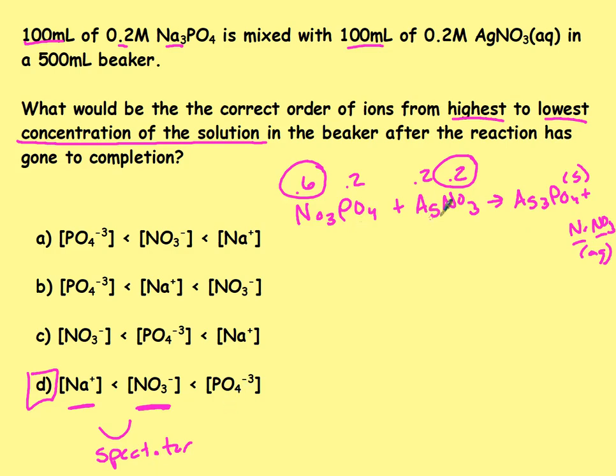And then of these two, I'm going to need 3 times as much silver as I do phosphate, which is why silver's not listed here, because all the silver is in the solid, kind of like what we saw a second ago with bromine. So we still have a little bit of phosphate left over, which is why it's the least concentrated, but it is still in solution.